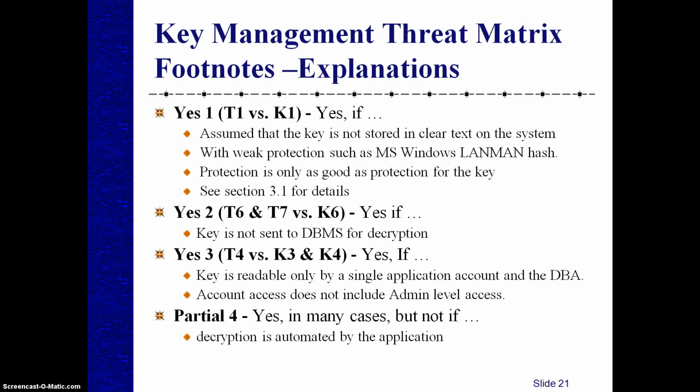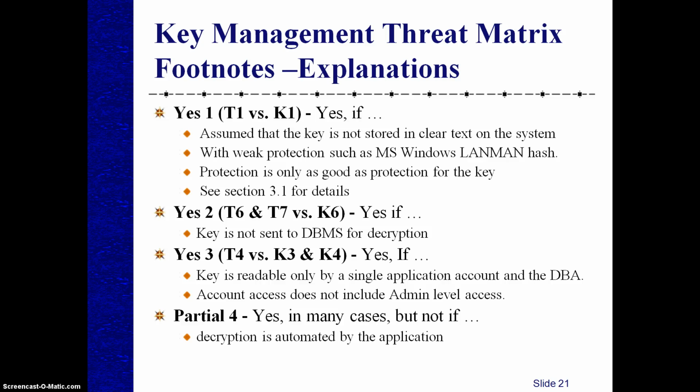As we discussed earlier, the key management threat matrix looks like this, and these are the key management threat matrix footnotes, explanations. The first one is if S, assume that the key is not stored in clear text on the system. The second one is with weak protection such as MS Windows. The third one, protection is only as good as protection for the key.